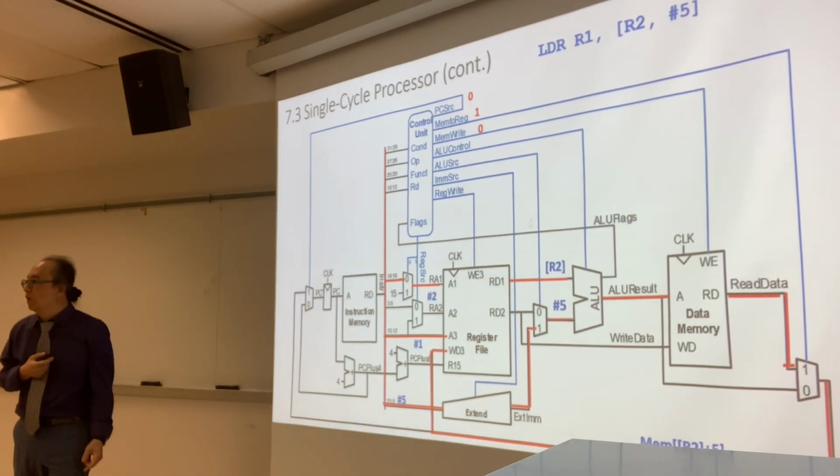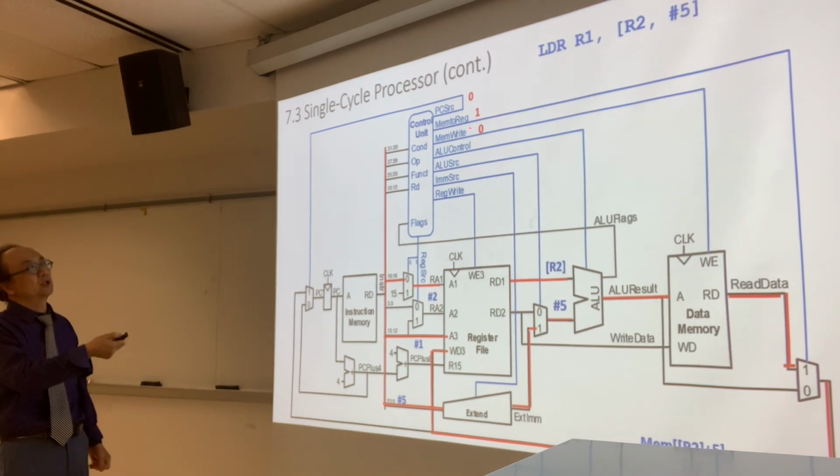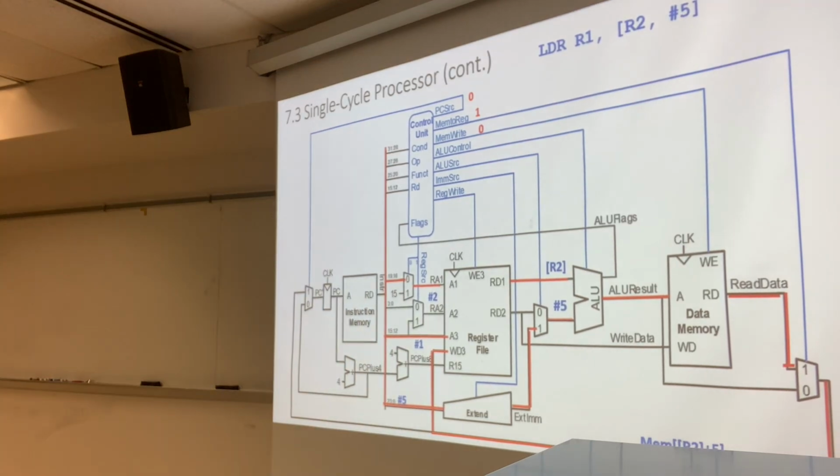When do we have a 1? Exactly, store. Store is the only instruction we're going to make it 1. ALU control, what is the value? So you have this handout, data sheet. We have a 2-bit ALU control. What's going to be in here?